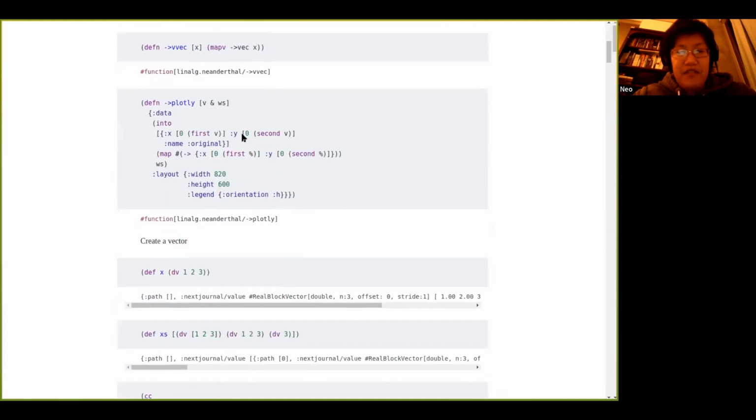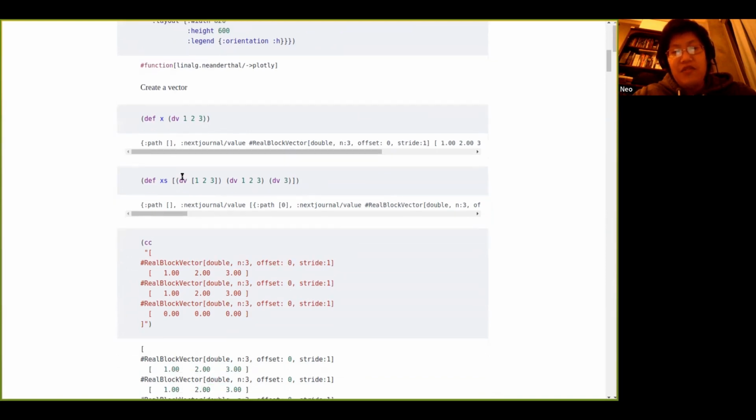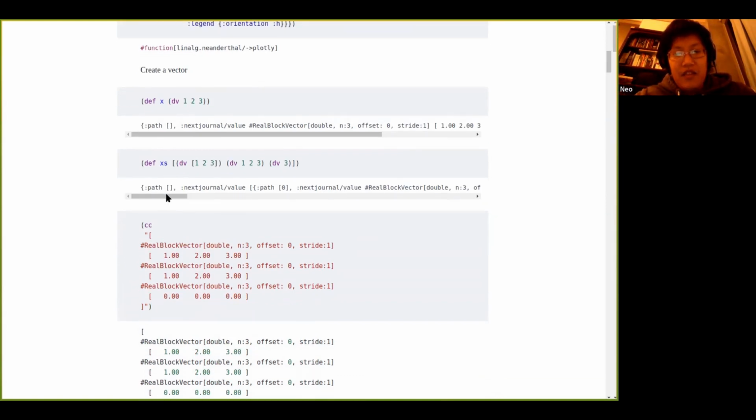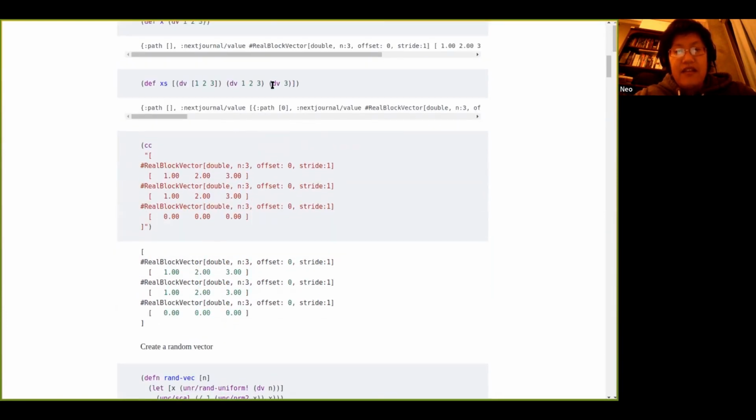So here are some helper functions. And this is how you can create a vector. Simply call dv and then just have a list of values without any problem. Or the version that I prefer to use is where the first argument is a Clojure vector, and then you can initiate them like this. And then they're going to appear like this. And there's a third version of the constructor where you define the dimension of the vector.